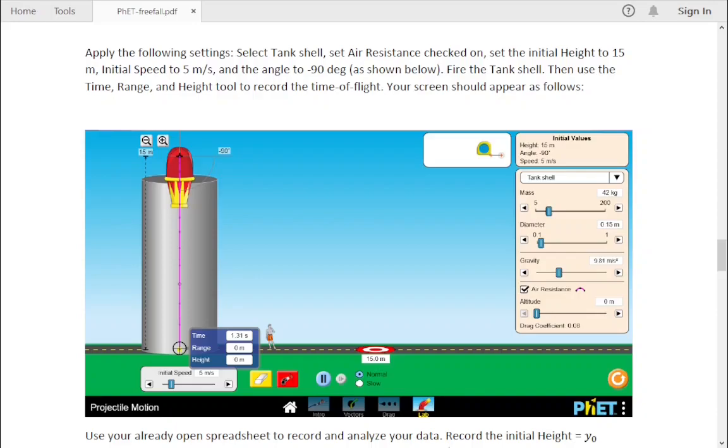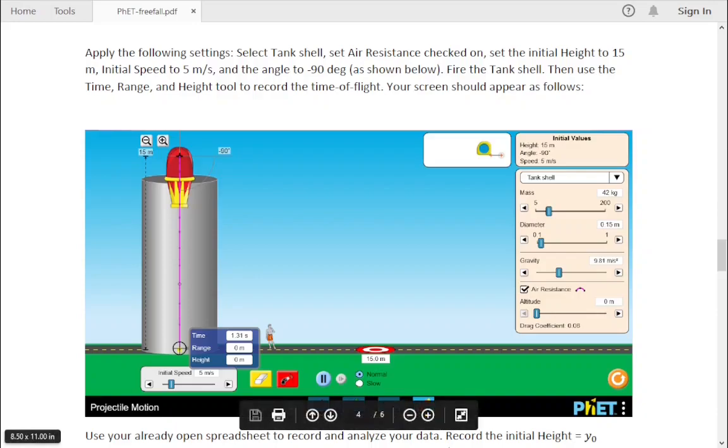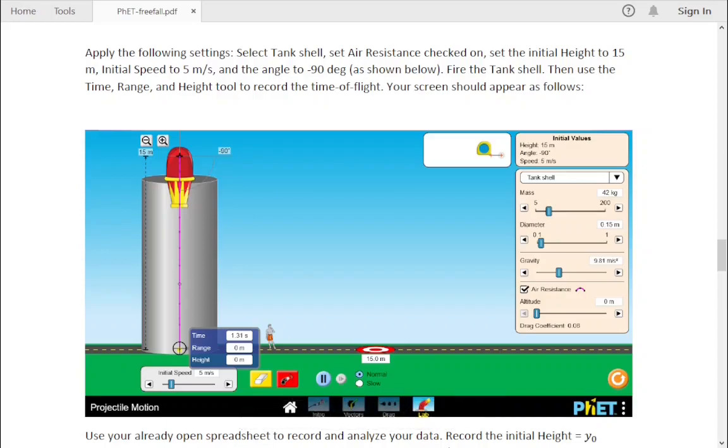the projectile straight down. So to do that, you can just take your cannon, turn it straight down at an angle of minus 90 degrees, set the initial speed to 5 meters per second, and then we'll fire it straight down at 5 meters per second. And then we're going to collect our data just like before.